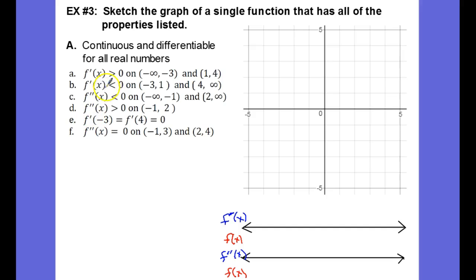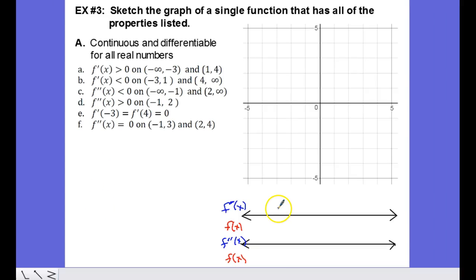So they say that f prime is positive on the interval from -∞ to -3, and also on the interval from 1 to 4. So let me mark out those critical values. So -3, 1, and 4, and this is for f prime. So we know that f prime is positive on the interval from -∞ to -3. So we'll put a plus right here. And we also know it's positive from 1 to 4, so we put a plus right here, and that takes care of our first condition.